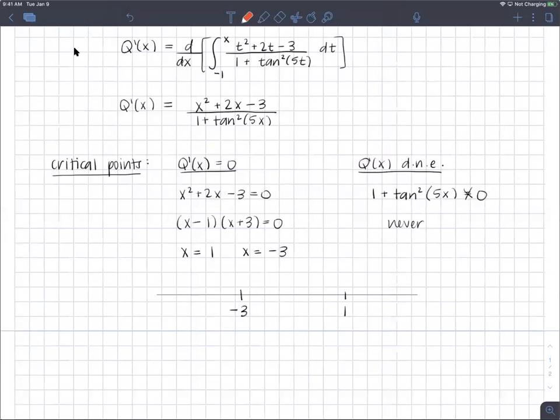So you would probably test like f prime of negative 4, f prime of 0, f prime of 2, or something like that. But you can just trust me for now. You're going to get that this is positive, this is negative, and this is positive.